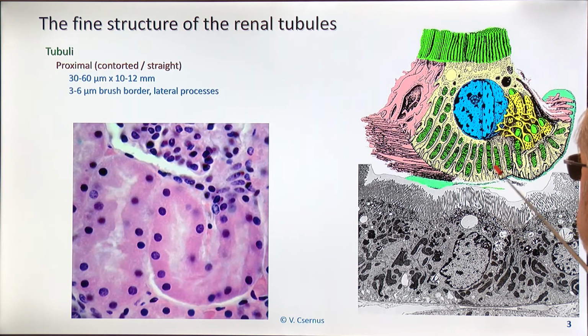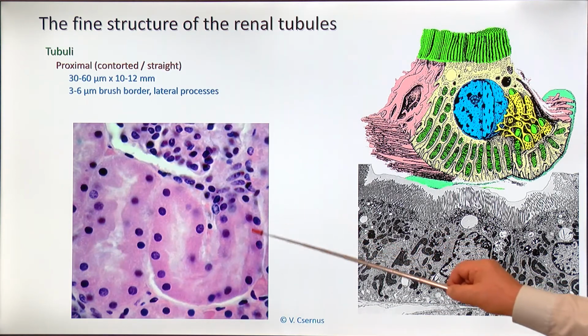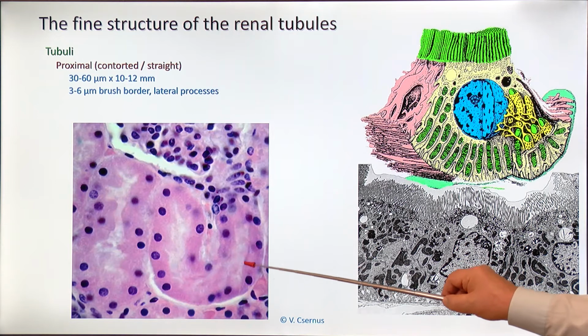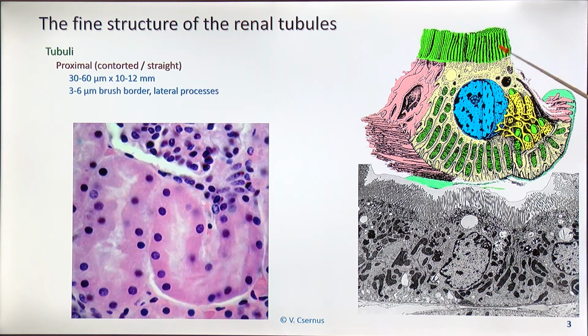This is an electron microscopic reconstruction of the cell. This is a real electron microscopic picture of that. And this is the light microscopic one. You can see the light microscopy, you can see a washed surface. You cannot really see a surface because the cells have a lot of hairs, microvilli, on the surface.